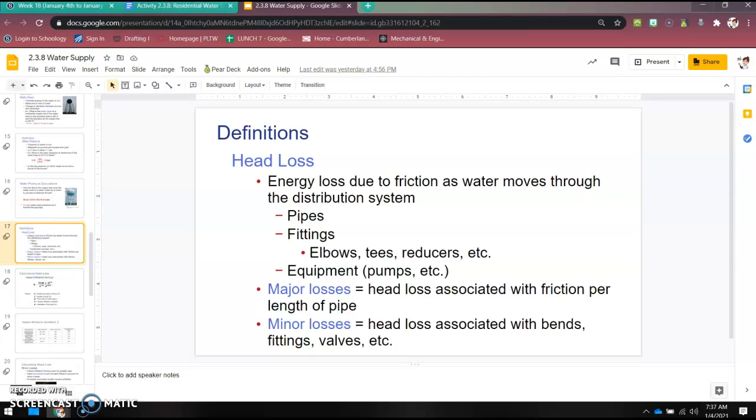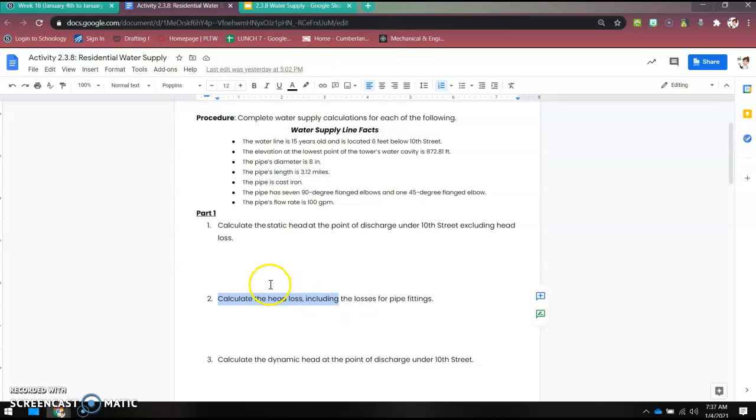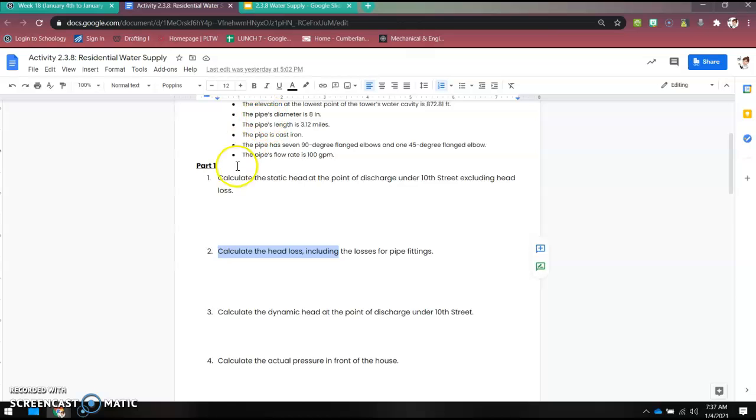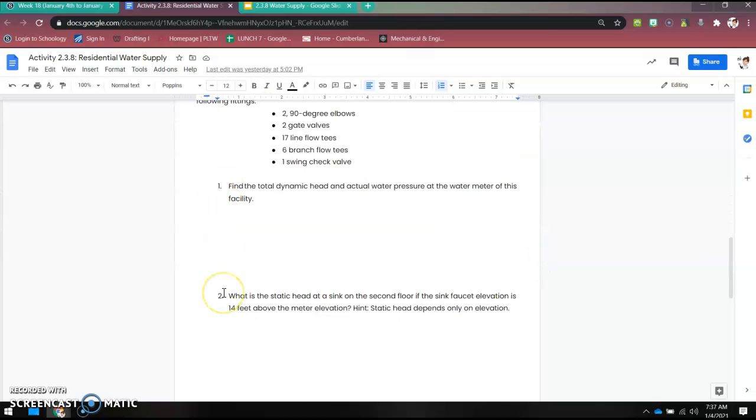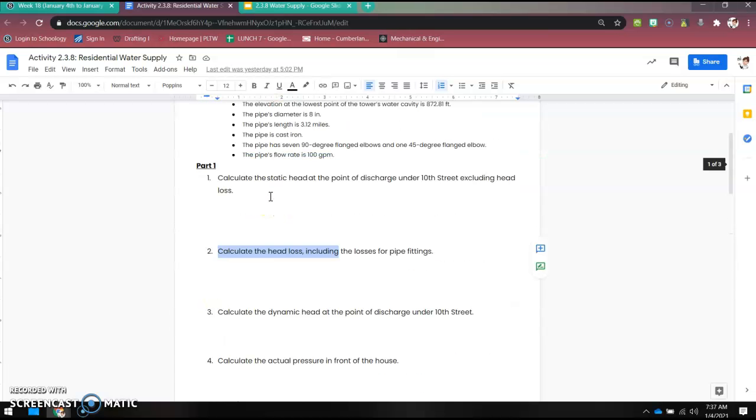So you are going to be working through this assignment. It says calculate the static head at the point of discharge under 10th Street, excluding head loss. Calculate head loss. So again, working back and forth through the PowerPoint, and on whatever the second day is that I see you, I will be going over some of these answers. I will not be going over part 2 because part 2 I want you to work on by yourself, but I will go over some of the answers for part 1 so that you are not lost.